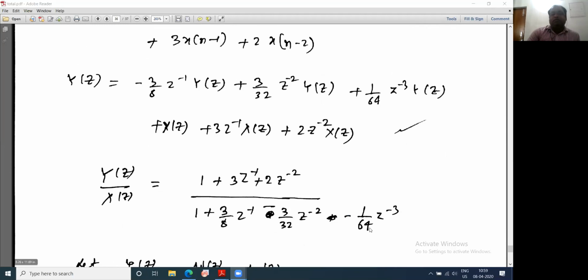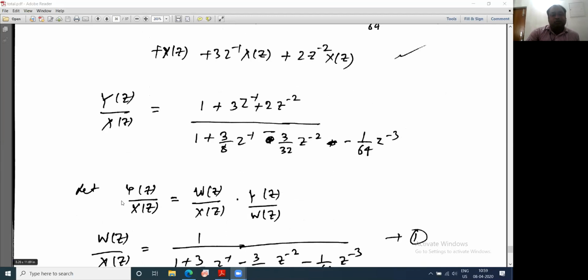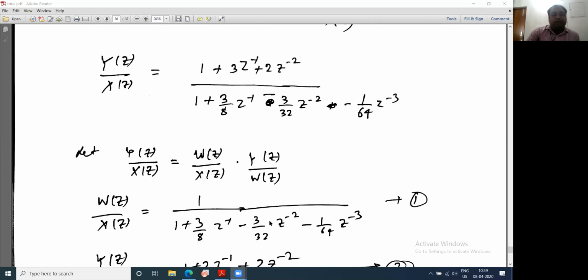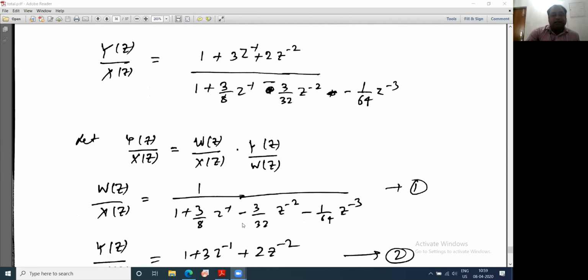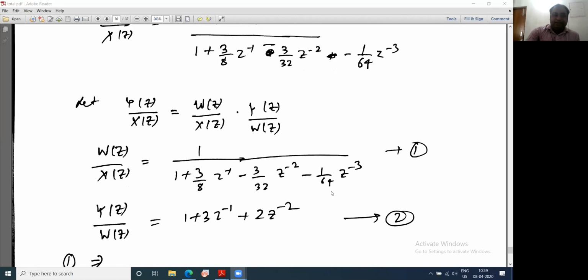In a practical problem you will have Y(z) by X(z) like this. So those who were asking why Y(z) is like this and why X(z) is like this: that was the theory in the literature, but in a practical problem it will look something like this. Now this is one expression. Then I am doing Y(z)/X(z) as W(z)/X(z) times Y(z)/W(z). I write W(z)/X(z) equal to 1 over this part, which is the denominator, and Y(z)/W(z) is the numerator. Agreed? Fine. Yes, sir.